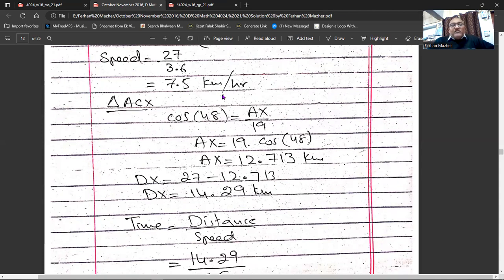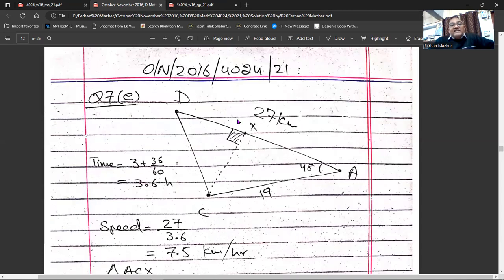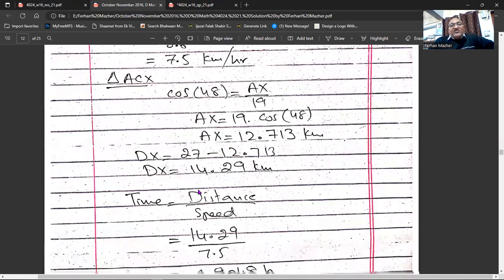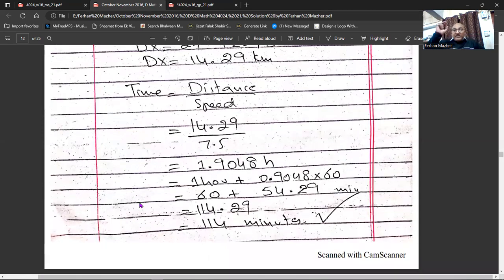I know the speed with which they are moving, and I know the distance DX. I will divide that distance with the speed, and I will get the time they will take to reach the X point, which is nearest to the C on the route DA. So the time will be equal to the distance divided by the speed. That will be 14.29 divided by 7.5. That will be 1.9048 hour.